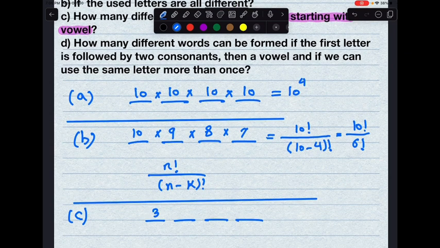What about the second letter? Here we have repetition. The letters can be repeated, so we can use any of those 10 letters as the second one. The third one can be 10 and then 10, and again we have multiplication in between, and therefore the answer is 3000.